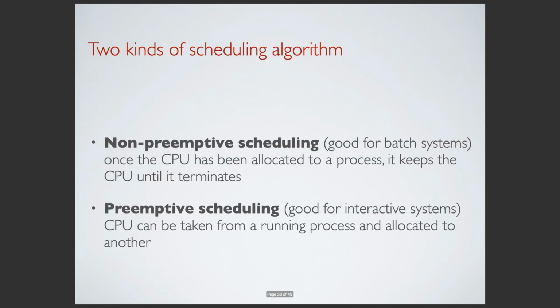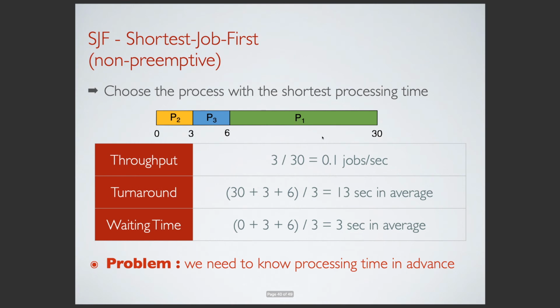The turnaround is going to be different now. For the first one, we wait 30 seconds. This one was only 3 seconds, and this one was 6 seconds to complete. Now the turnaround is 13 seconds, so in average a process is going to be completed after 13 seconds. What's my wait time? Big difference here. My wait time is going to be 0 for the first one, 3 seconds for the second one, 6 seconds for the third one.